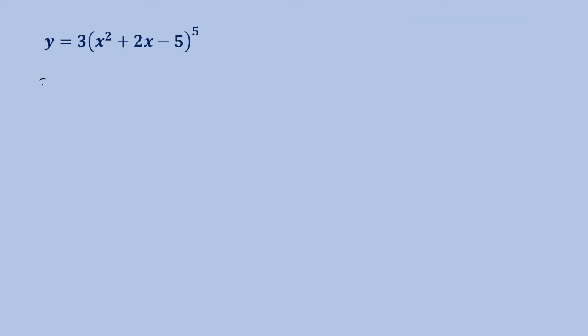For this example, for us to get the derivative, again, the derivative of the outside function leaving the inside function. So for us to get the derivative of this function, let us copy 3. And then for power rule, leaving the inside function, which is x squared plus 2x minus 5. So I have 5, and then for the exponent, we have 5 minus 1. And then get the derivative of the inside function.